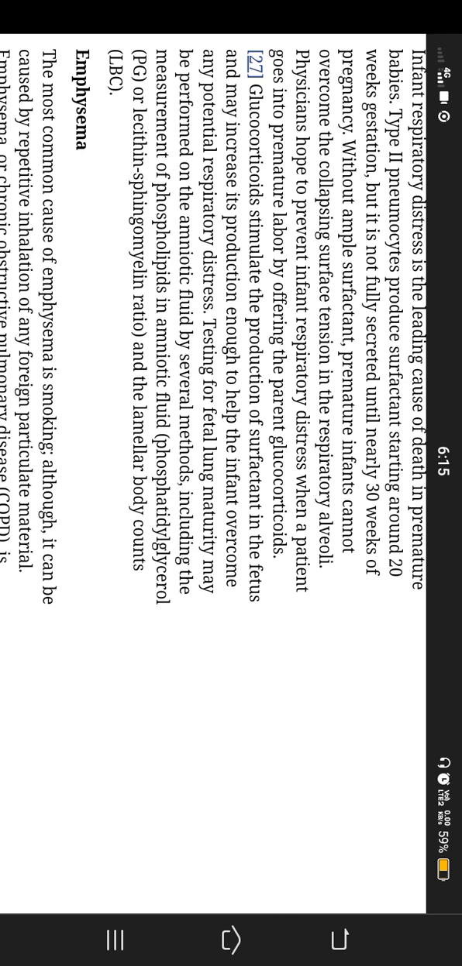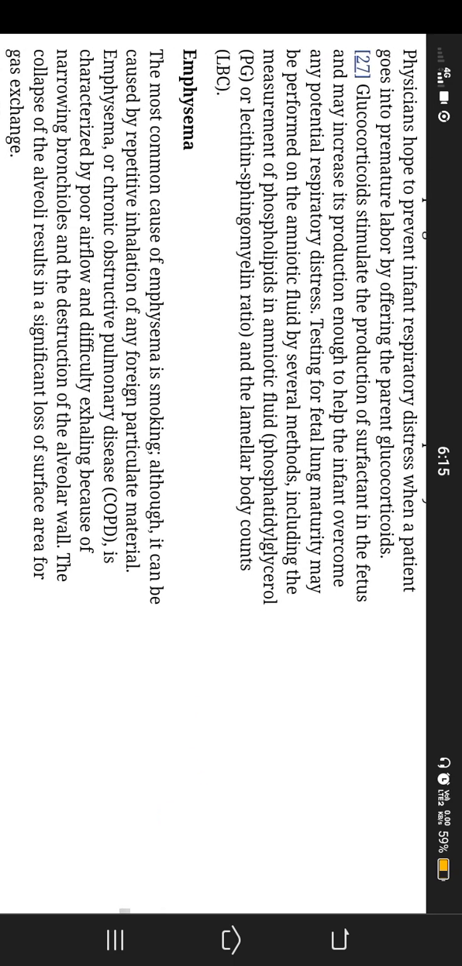Testing for fetal lung maturity may be performed on the amniotic fluid by several methods, including the measurement of phospholipids in amniotic fluid like phosphatidylglycerol or PG, lecithin-sphingomyelin ratio, and the lamellar body counts, or LBC.